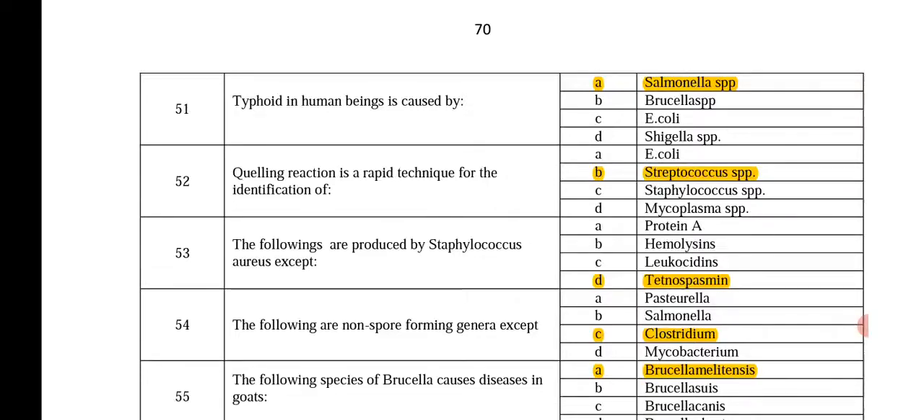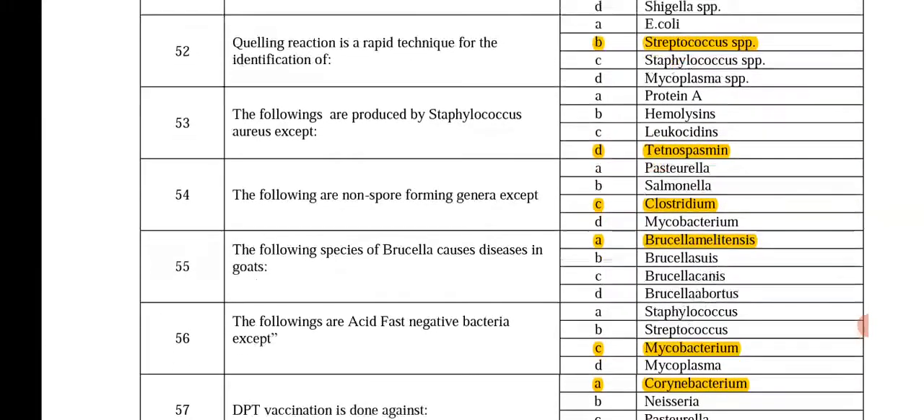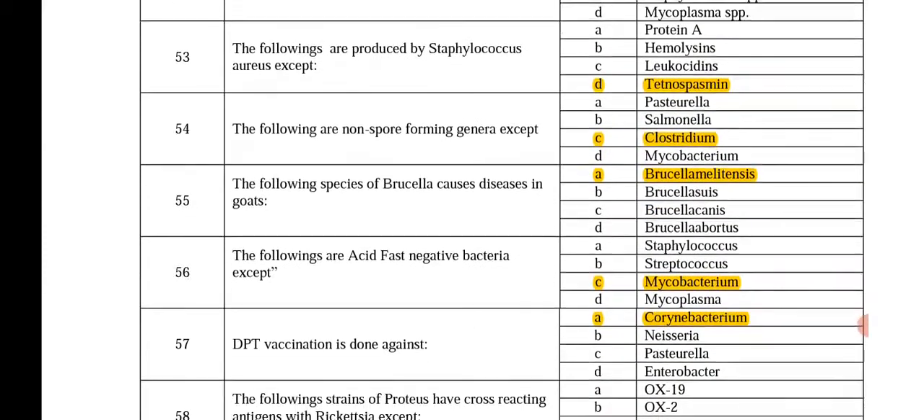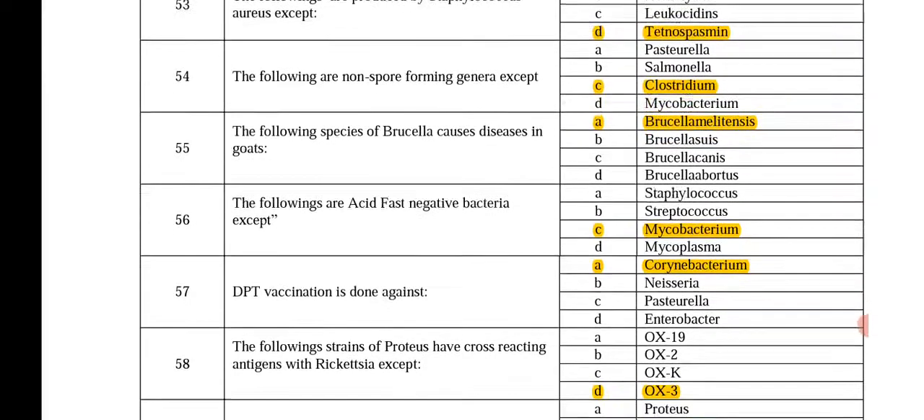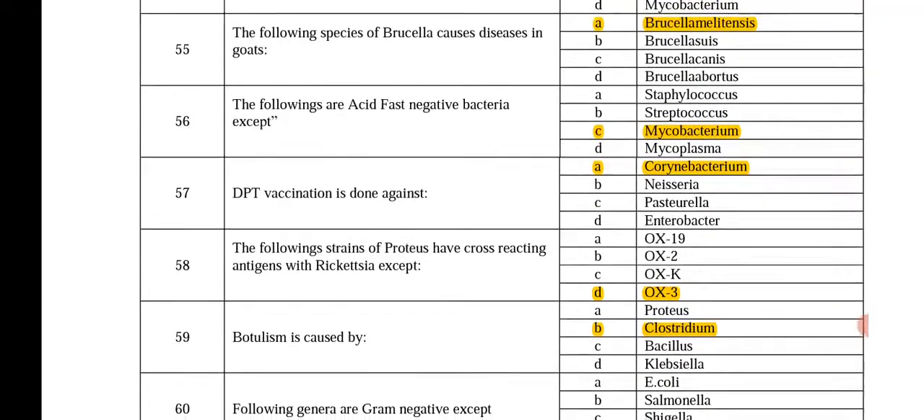The following are non-sporing bacteria forming genera except Clostridium. The following species of Brucella cause diseases in goats: Brucella melitensis. The following are acid-fast negative bacteria except Mycobacterium. DPT vaccination is done against Corynebacterium.